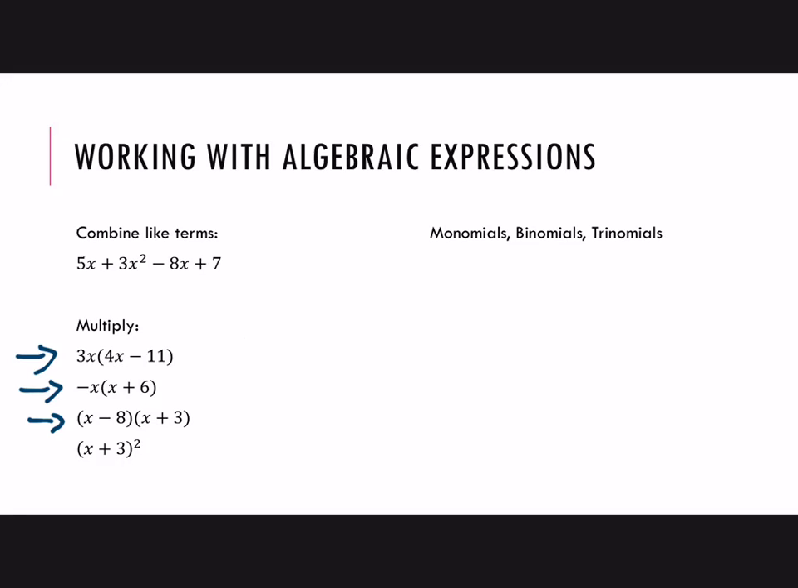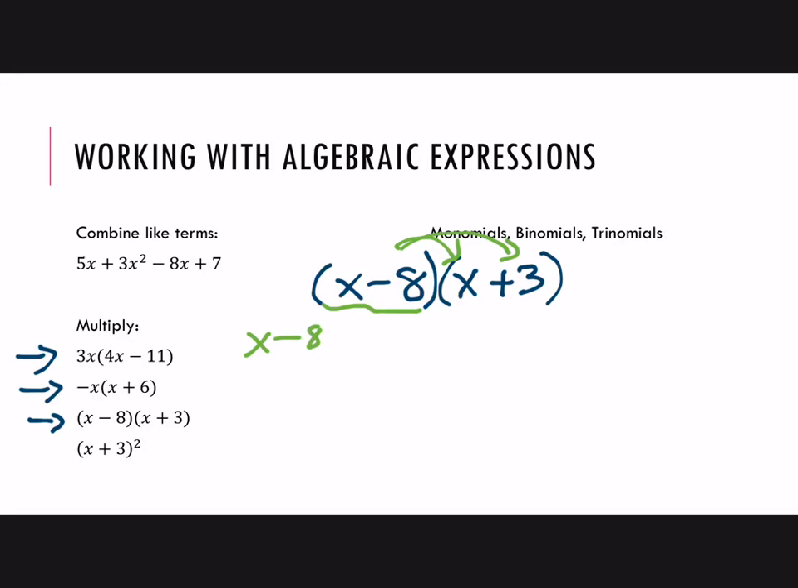We need to distribute. Let me show you the long way of doing this, and then you may remember a shortcut as well. The long way I think is nice because it shows that this is based on the distributive property, and kind of explains why the shortcut works. First thing we would do is distribute the x minus 8 to both the x and the 3. So we would have x minus 8 times x, and then x minus 8 times 3.